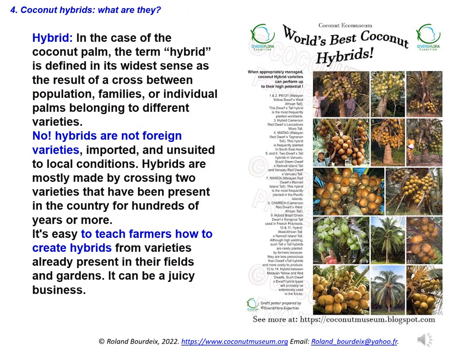We saw that in the case of the coconut palm, the term hybrid is defined in its widest sense as the result of a cross between populations, families, or individual palms belonging to different varieties. Hybrids are not foreign varieties, imported, and unsuited to local conditions. Hybrids are mostly made by crossing 2 varieties that have been present in the country for hundreds of years or more. It's easy to teach farmers how to create hybrids from varieties already present in their fields and gardens. It can be a juicy business to produce and sell hybrid seed nuts, in particular in countries where official agricultural services produce few or no hybrids.